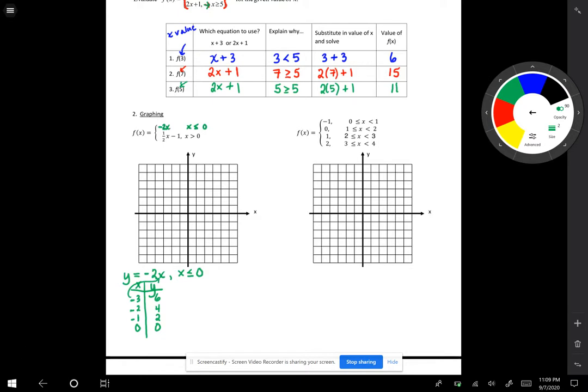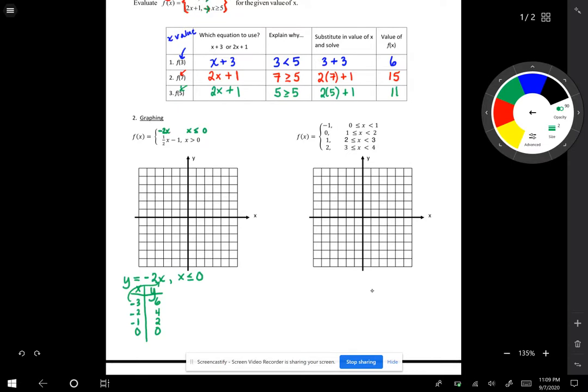So let's do negative 3, 6. 1, 2, 3. 1, 2, 3, 4, 5, 6. Negative 2, 4. Negative 1, 2. 0, 0. But you can't go past 0 because remember, we cannot pick x to be anything bigger than 0. So this is our graph.